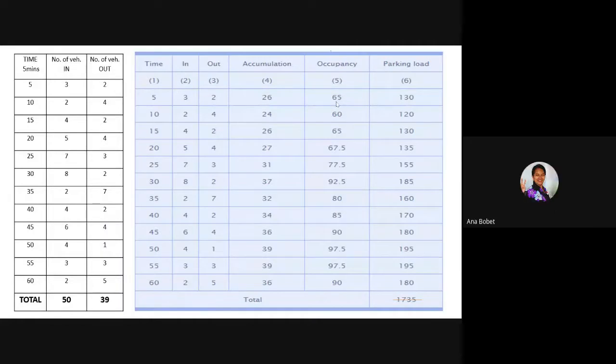So, kung 40 atong parking bay, we have accumulation nga 26. So, 26 over 40, pila siya in terms of occupancy percentage? 65, ma'am. Okay. So, 24 over 40, should that be 60? Correct? Okay. 36 over 40, should that be 90? Check lang nato. Okay, good.